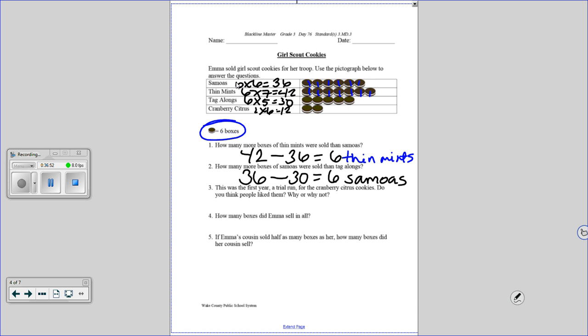Because in the graph, the data for the cranberry is that only 12 people like them. Yeah, not very many people bought them. If you like it, typically you buy it, right? Only 12 people bought this cranberry citrus cookie. That's way smaller than any other cookie up there. So I would probably say no. Because it was sold the least.